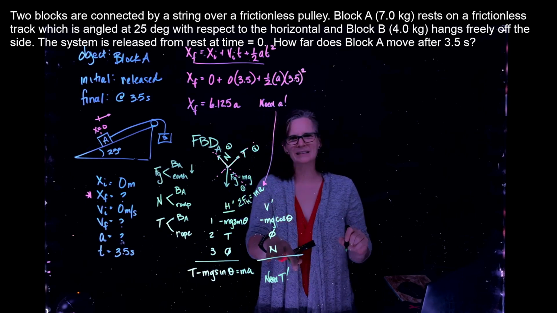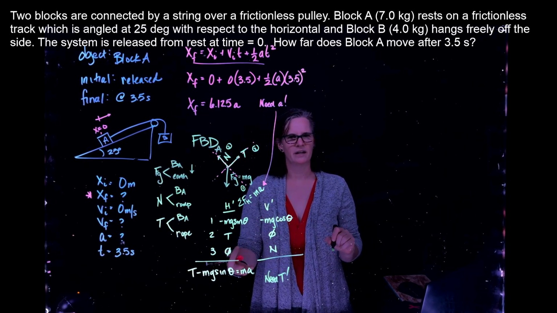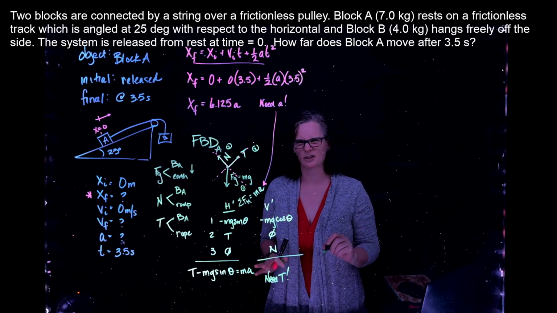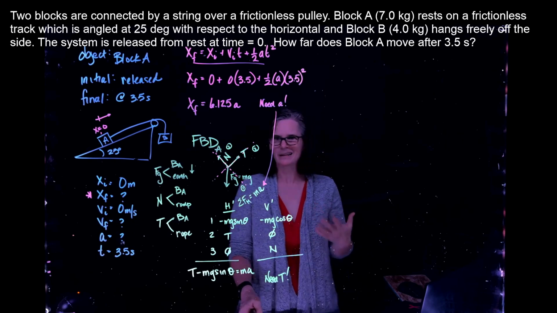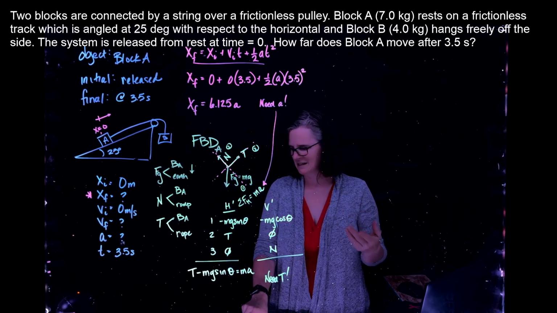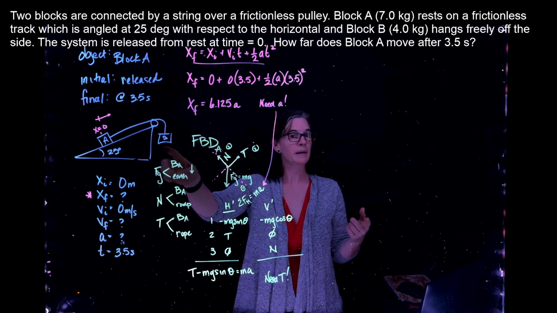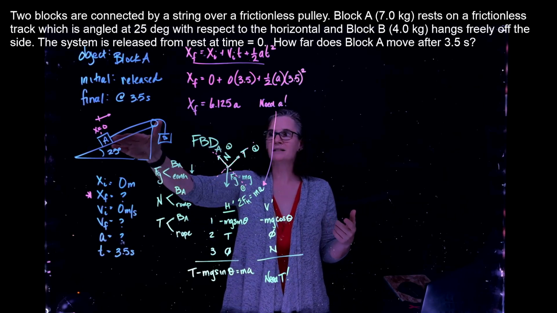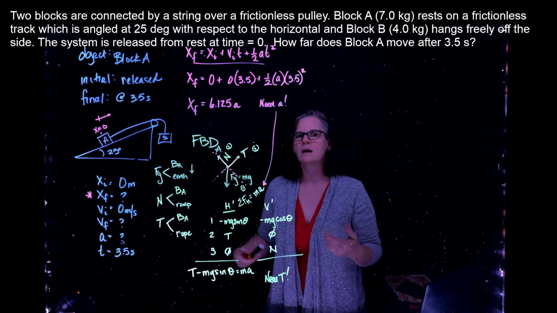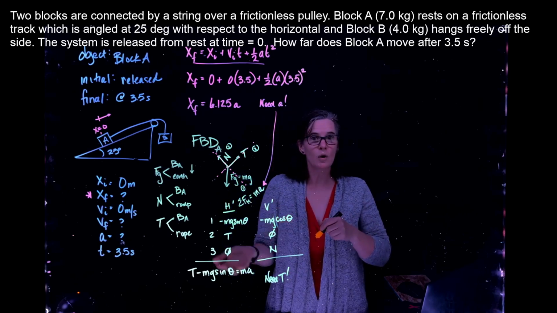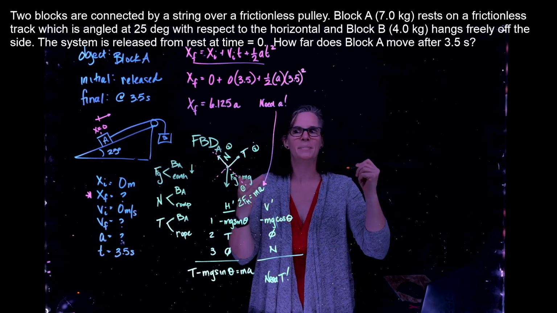Can I get T vertically? It's not involved in the vertical direction, so I don't even have to analyze the vertical at this point. Okay, so I need T. And what else is T related to? Well, T is also related to block B because that rope is interacting with block B, and therefore the tension is interacting with block B. So because I need T, I'm going to go and analyze block B.